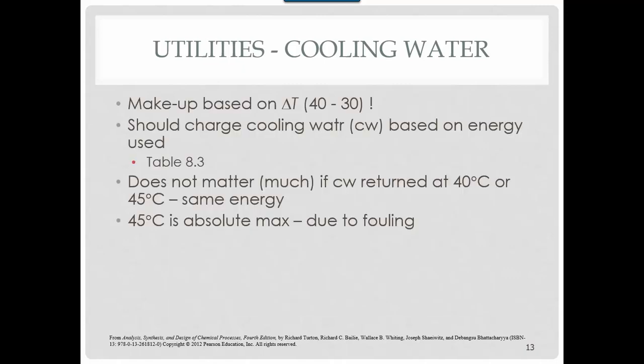When you're doing estimates for how much your utility needs will be, you're going to be doing it based on what the temperature difference is in your applications for the cooling water. The delta T is probably going to be 40 to 30 degrees C. You probably should do a cost on the cooling water based on how much energy is being used.